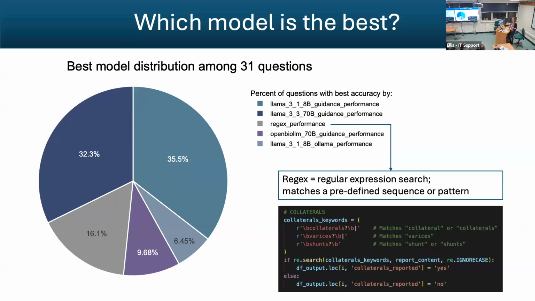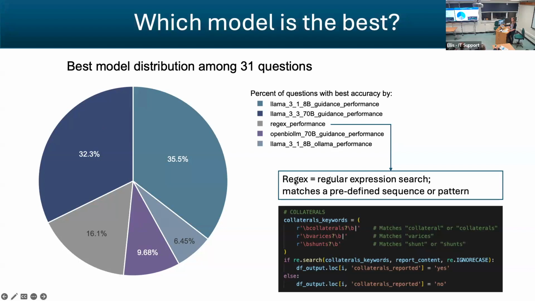So I'm going to go through this a little bit in more detail one by one. And I'm going to start with comparing LLMs to regular expression search. So this gray box here, which actually was the best in 16% of questions.